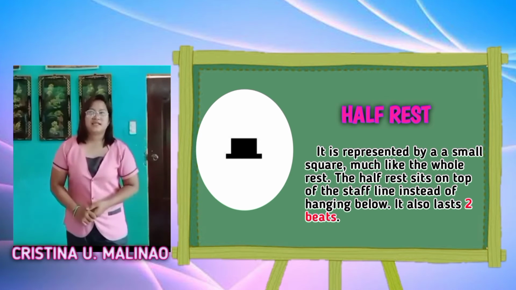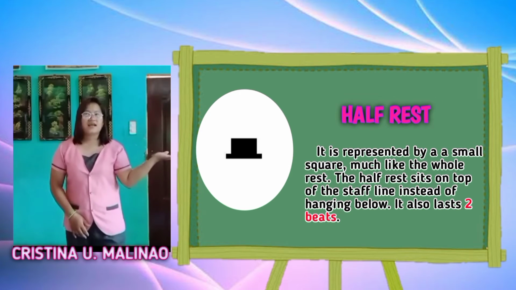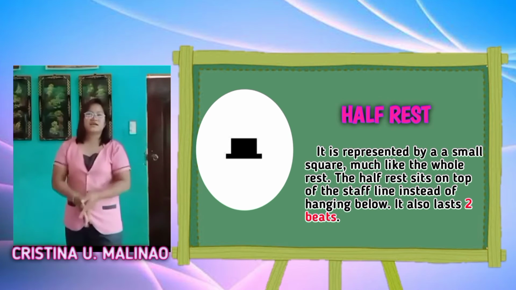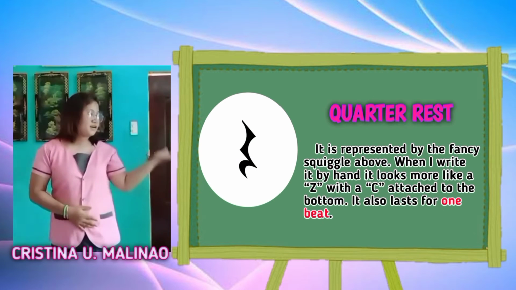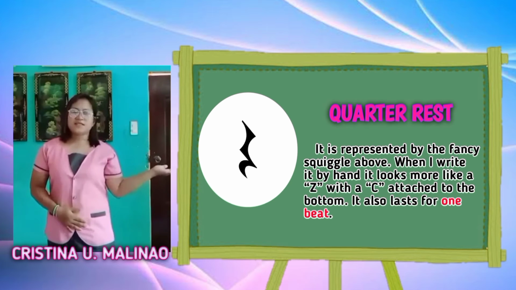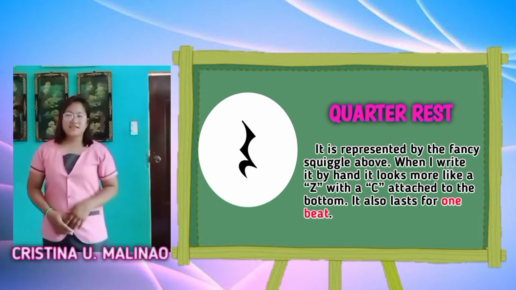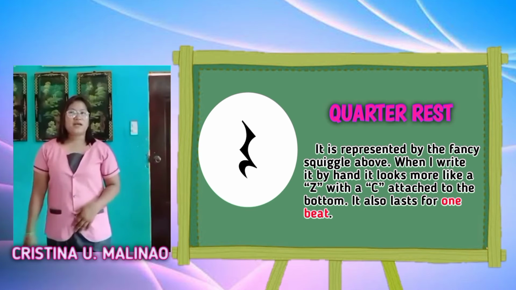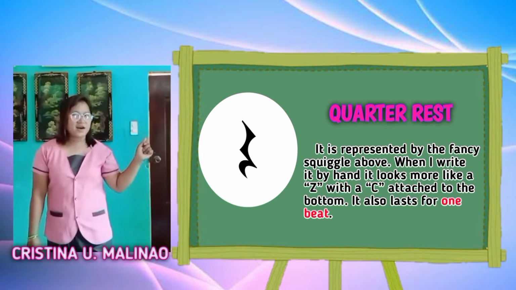Okay. So now class, what is this again? And how many beats does it have? Okay, very good. Class, the next to discuss is the quarter rest. So, what is the quarter rest, class? The quarter rest is represented by a fancy squiggle. When I write it by hand, what does it look like? It looks like a Z.